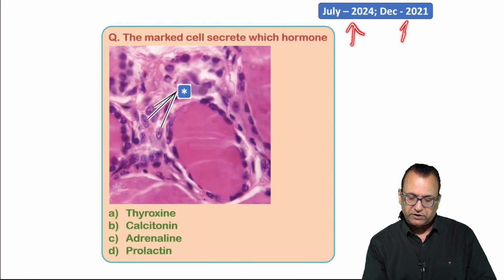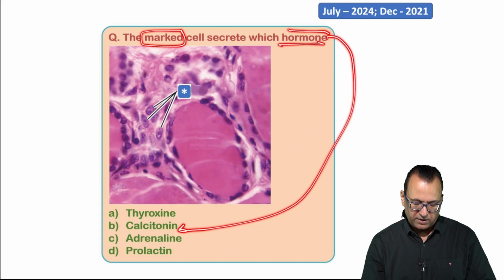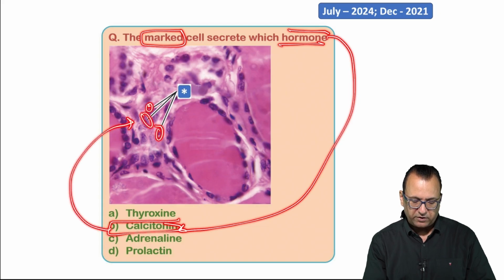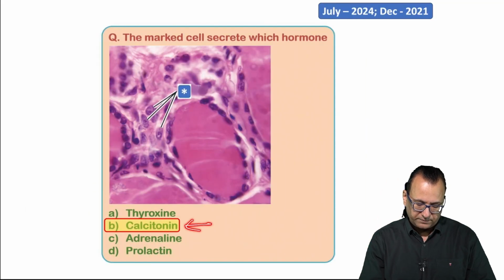July 2024, December 2021, you have this question asking the marked cell, which hormone they are secreting. The hormone they are secreting is of course thyrocalcitonin, because the cells which you are showing are parafollicular C cells of thyroid. So you will keep your answer as calcitonin.